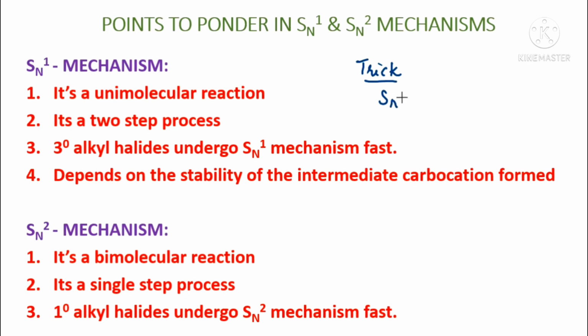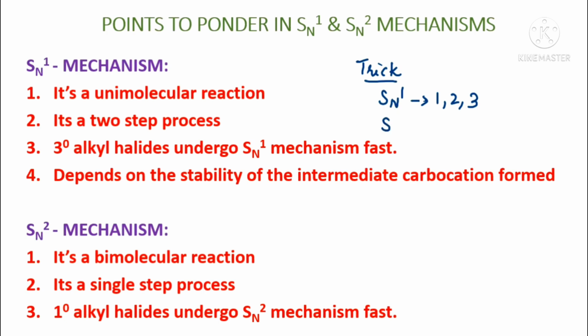If it is SN1, you should have in mind 1, 2, 3. So what does this represent? The 1 means it's unimolecular, 2 means it's a two-step process, 3 represents tertiary alkyl halides. You should always have certain tricks in mind so that you can easily understand the question and solve it. So 1, 2, 3 represents the SN1 mechanism.